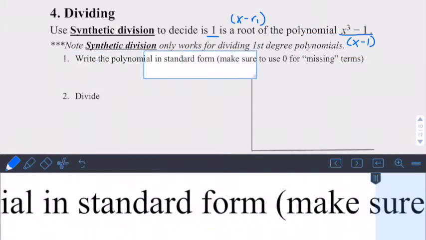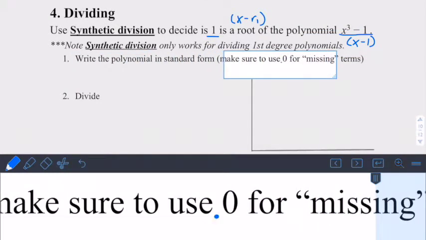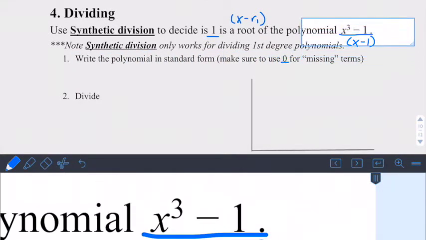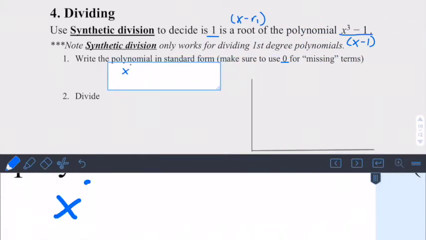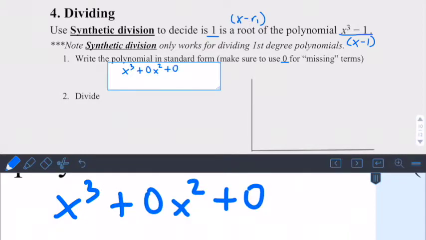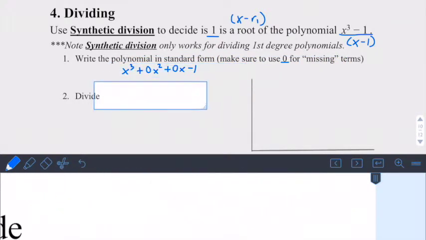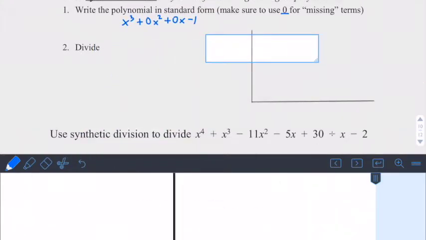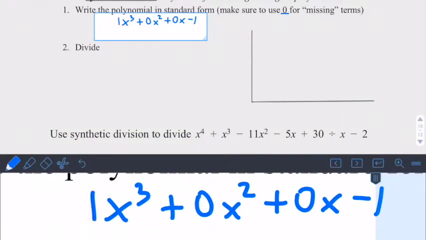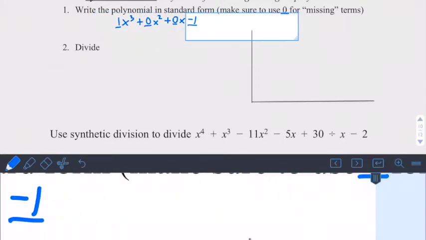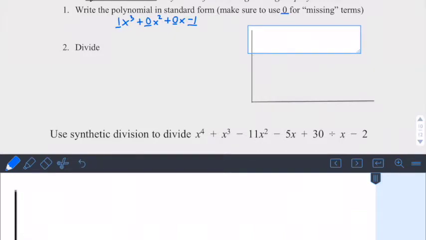So we want to write the polynomial in standard form, and we're going to use zeros for terms that we don't see, like x squared and x. So we're going to say x cubed plus 0x squared plus 0x minus 1. That is in standard form with zeros, so we have all the terms. And then we're going to divide. So what we're going to do is take all the coefficients, so 1, 0, 0, and negative 1, and we're going to put them in this division.